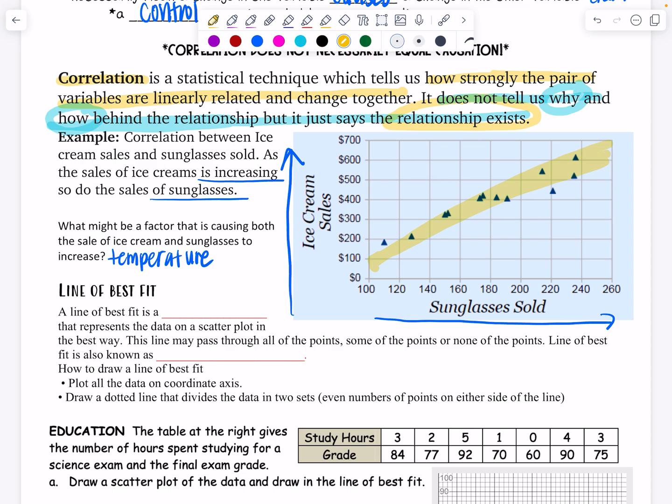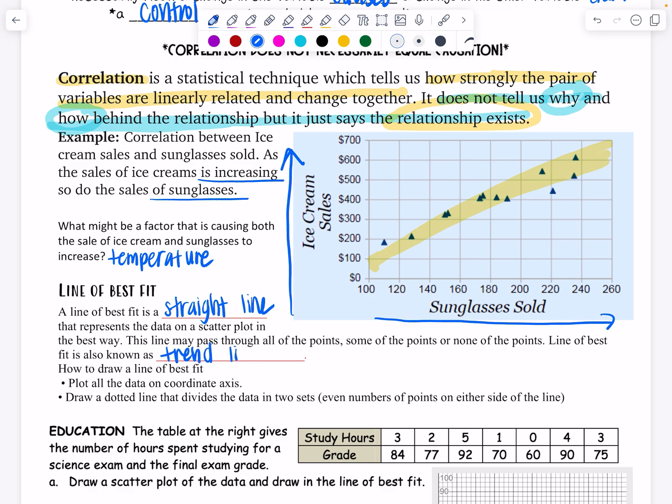So now we're going to look at lines of best fit. A line of best fit is going to be a straight line that represents the data on a scatter plot in the best way. This line may pass through all of the points, some of the points, or none of the points. The line of best fit is also known as the trend line.